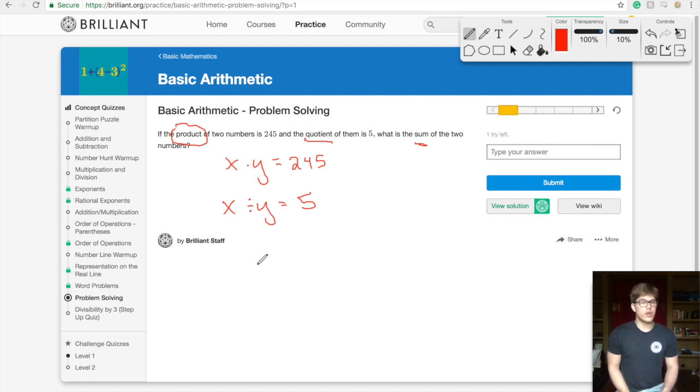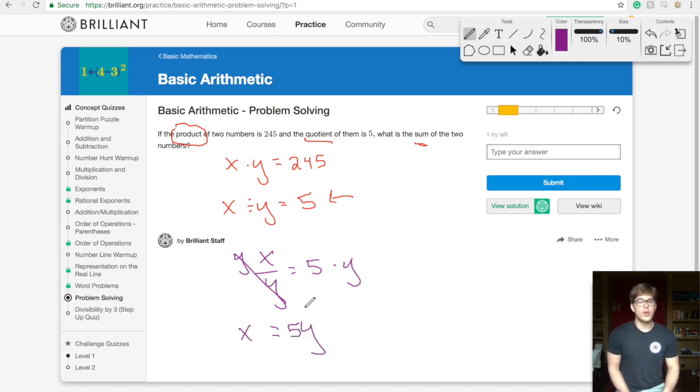So the way we can solve this problem is we can shift around and solve for one of our values in regards to the other value. For example, let's look at this second equation. We have x divided by y equals 5. So we can multiply both sides of our equation by y, times y and times y. These y's will cancel and we're left with x equals 5y.